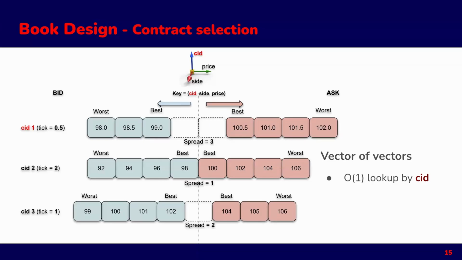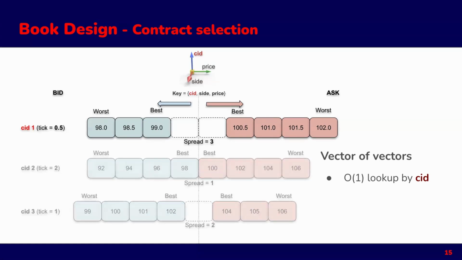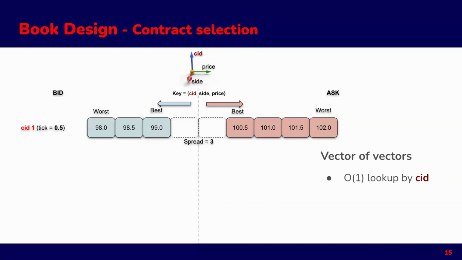Okay, so this is the plan, or this is the organization of memory. There are vectors, bid and ask side, and there are several contracts. We have a vector of contracts, and each contract will contain somehow the price-based lookup map. Okay, so from now on we can focus on just a single contract.